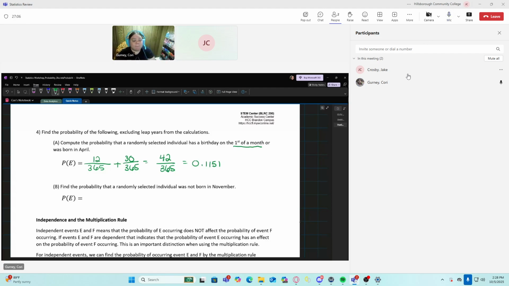So when you say either blank or blank, the probability is actually going to go up. You're going to add something to the original probability because you are now expanding how many options there could possibly be out of the total. So that's why you always add when it says or, because the keyword or means disjoint.